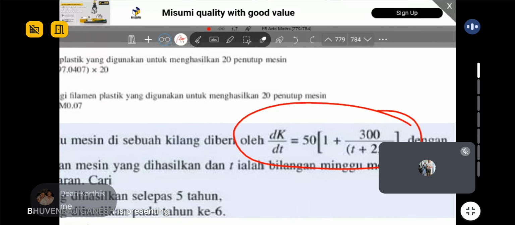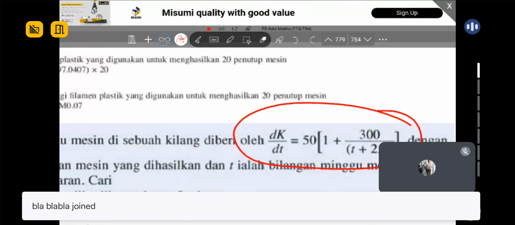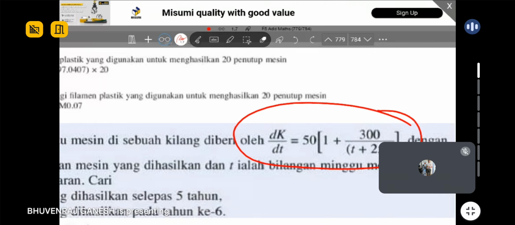You. Okay. Also got some people. Okay, never mind. Try to love the chapter. Cuba hayati bab sebaik mungkin. Try to understand and appreciate it. Then you will love the chapter. Do more question, more difficult question. You know how to solve, right? You will love the chapter more.